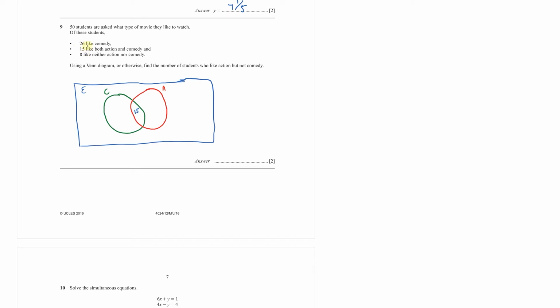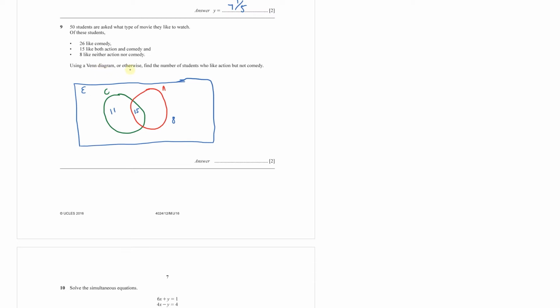So you have 15 that like both comedy and action, and then you have a total of 26 that like comedy. So students who only like comedy would be 26 minus 15, which is 11. So you have 11 students that like comedy only and 15 that like both comedy and action, and a total of 26 who like comedy. And then we have 8 students that like neither action nor comedy. So these would be outside in the universal set.